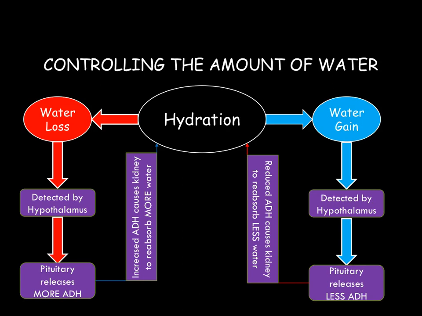If, however, we get a water loss, for example, we do not consume any water for a prolonged period of time, then this will also be detected by the hypothalamus. This time, the hypothalamus will instruct the pituitary gland to release more ADH. This will then cause the kidneys to reabsorb more water. This means there will be less water reaching the collecting duct as more of it has been reabsorbed. This will mean that the urine will be of higher concentration, however it will also be of lower volume.